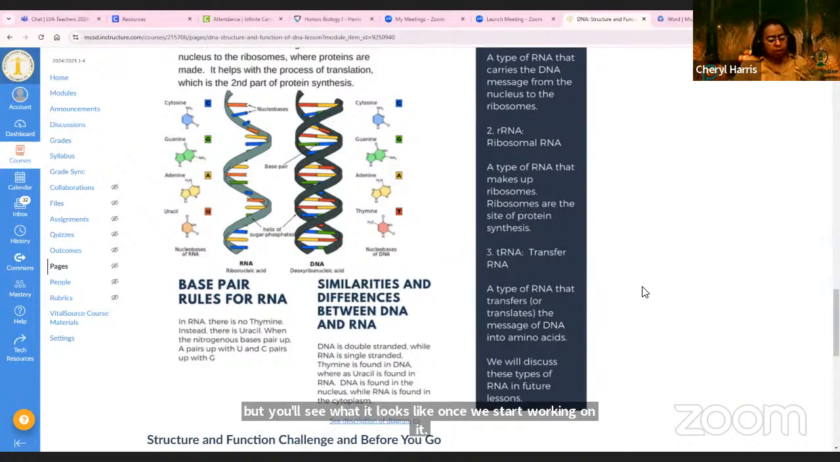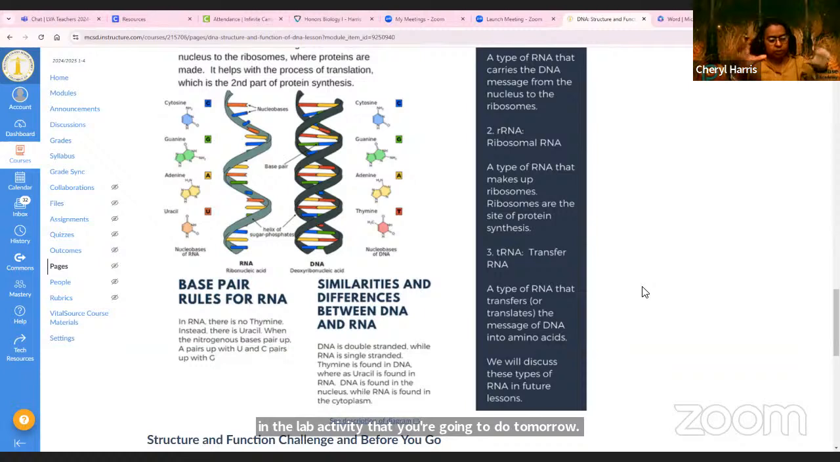So tomorrow you're just going to build a DNA. We're just going to be looking at building that. Then we're going to take the second step after we learn about protein synthesis, and then see how that template is filled in.